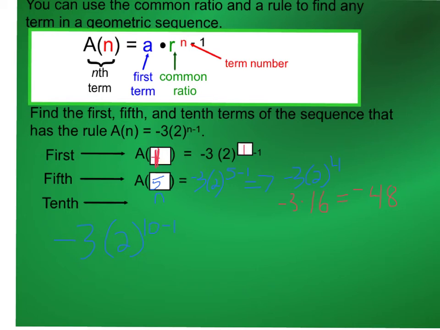So let's simplify. I end up with negative 3 multiplied by 2 to the 9th power, so I need to find out what 2 to the 9th power is. That's 512. Here's what I come up with. The 10th term, and this is how I write it, a to the 10th, equals negative 1,536.